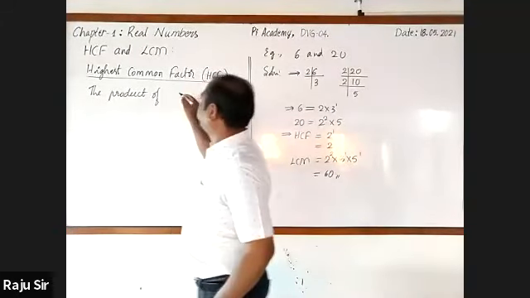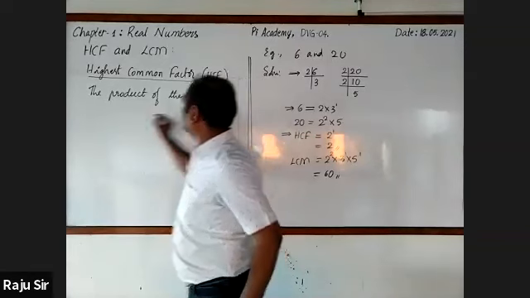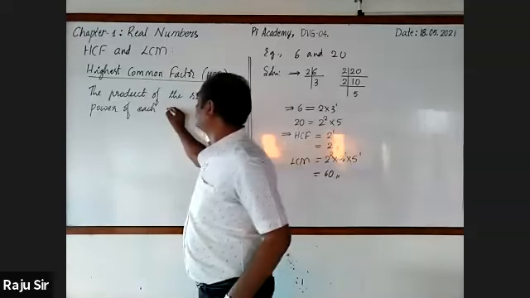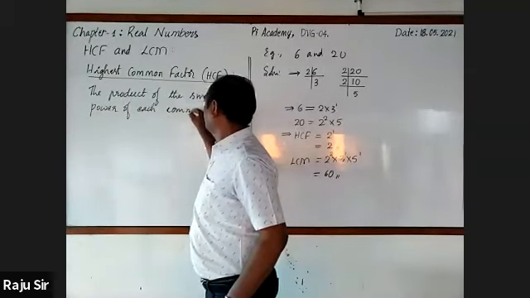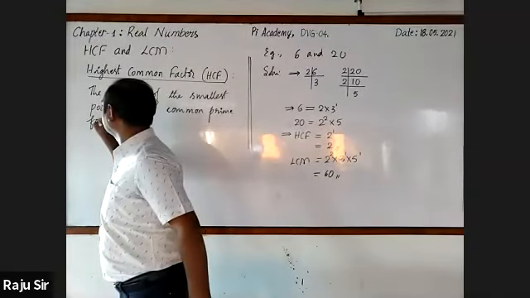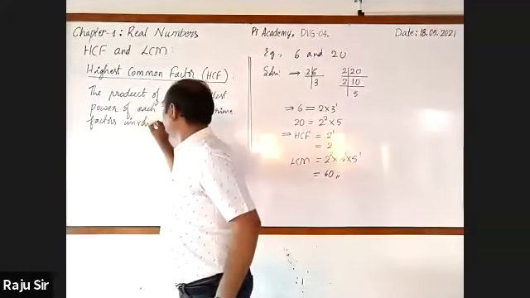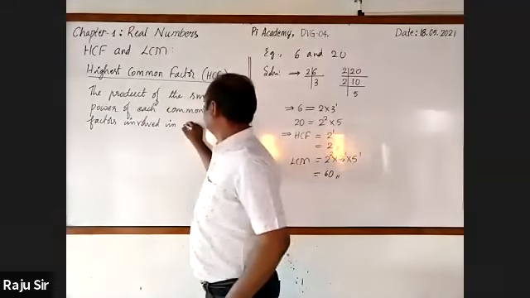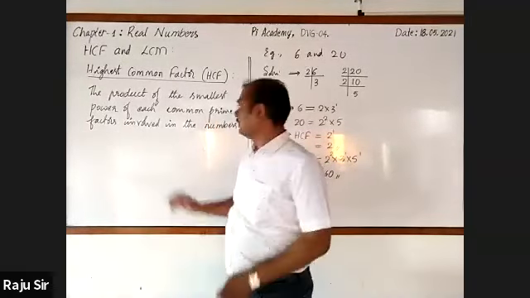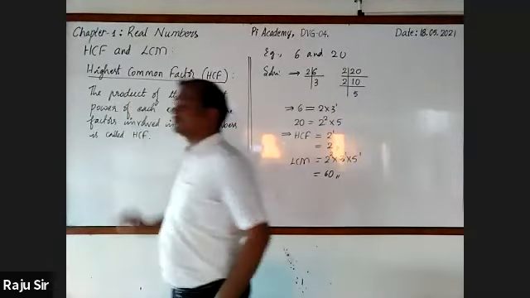The product of the smallest power of each common prime factor involved in the numbers is called HCF.